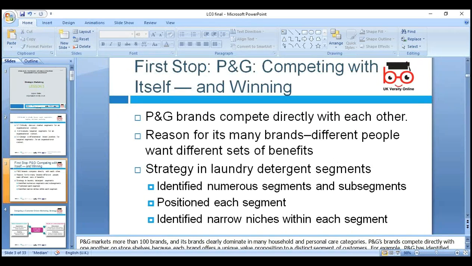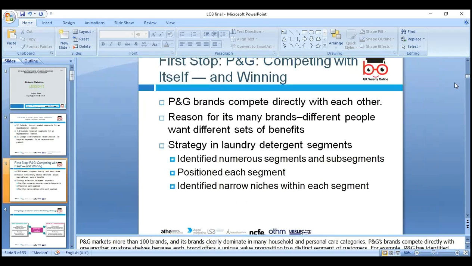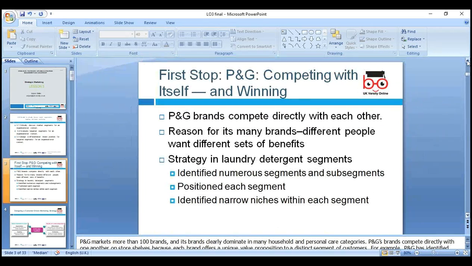First we will start with the example of Procter and Gamble, P&G. It is quite a big multinational company. They have many brands and operate in more than 100 countries in the world.